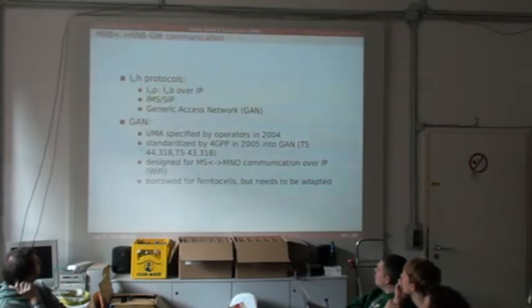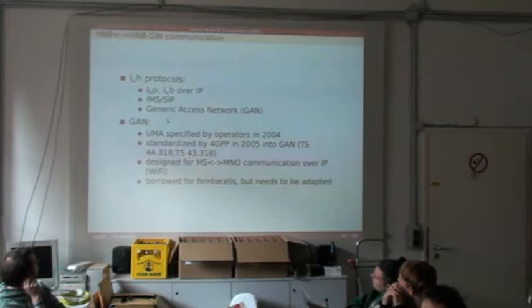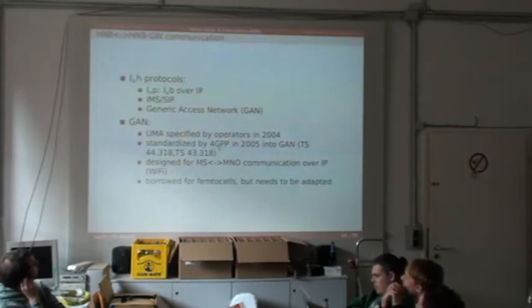We have different protocols. We have Iuh, where the normal node B talks with the RNC over IP. Then we have IMS, which is SIP, and then we have GAN, which is Generic Access Network. In our case, we have Generic Access Network. You maybe know it as UMA. UMA, Unlicensed Mobile Access, was created by the operators in 2004, and in 2005 3GPP took it and standardized it, which are these two standards.